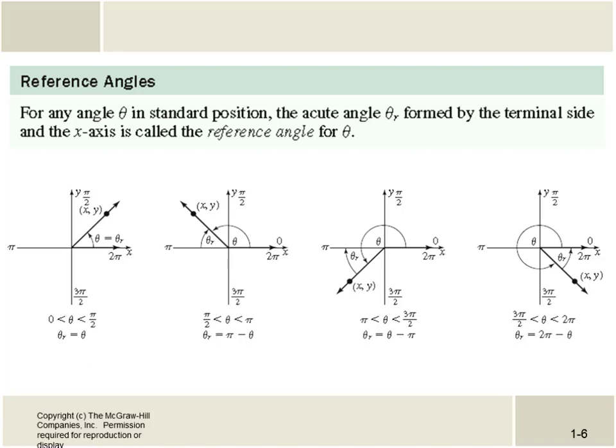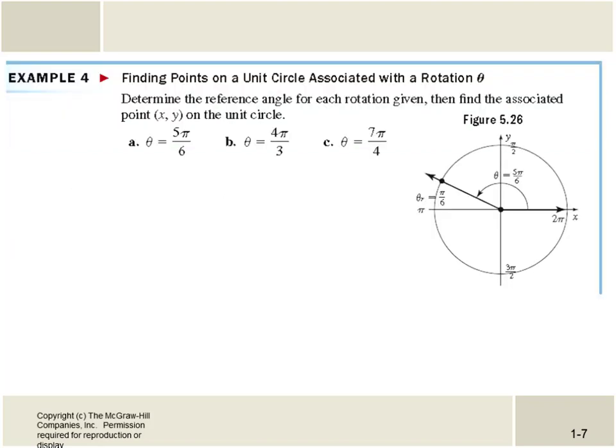And then here's more about reference angles. We already talked about reference angles last week, didn't we? So I'm not going to go over reference angles again by itself, I will always go over reference angles in context. Okay? All right, so now, finding points on the unit circle associated with a rotation. So determine the reference angle for each rotation given, then find the associated xy on the unit circle.